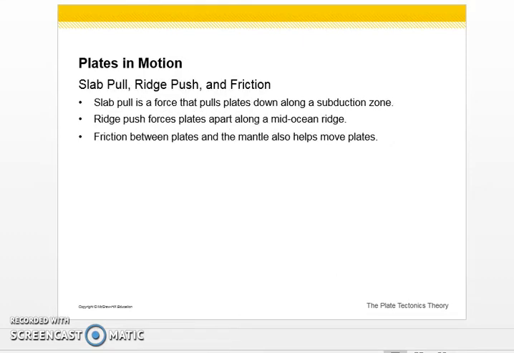So up until now, if you enjoyed earth science back in middle school, this is all going to be very familiar to you. But some new things you may not have heard of: slab pull, ridge push, and friction. So let's talk about what they are, because you need to know them. Slab pull is a force that pulls plates down along a subduction zone. Ridge push forces plates apart along a mid-ocean ridge. And friction between plates and the mantle also helps move those plates.